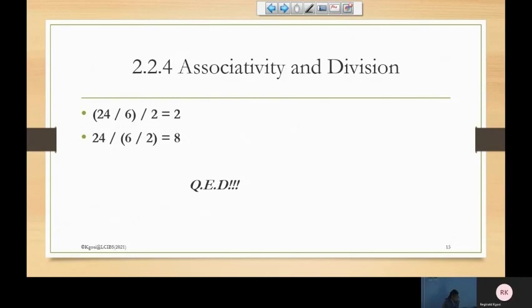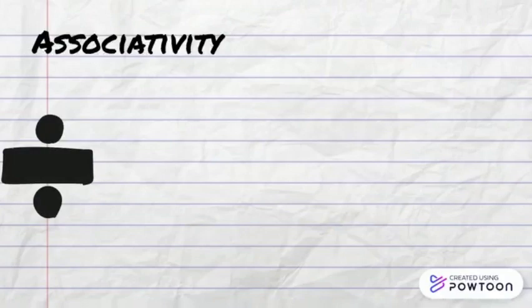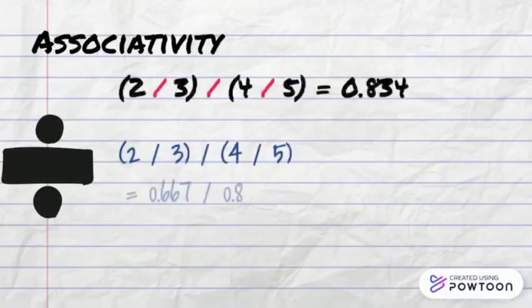In the second example, the brackets are around 6 divided by 2, so you do that first. 6 divided by 2 is 3. So you'll have then therefore 24 divided by 3, which gives us 8. So we see the answers are different. QED.